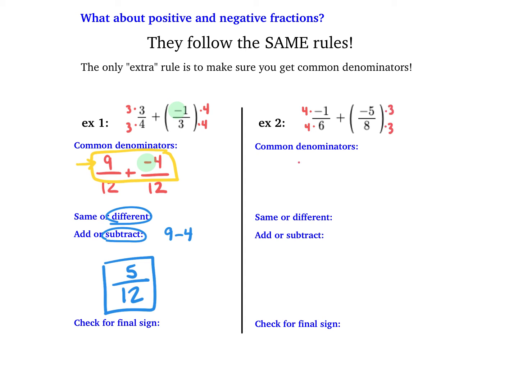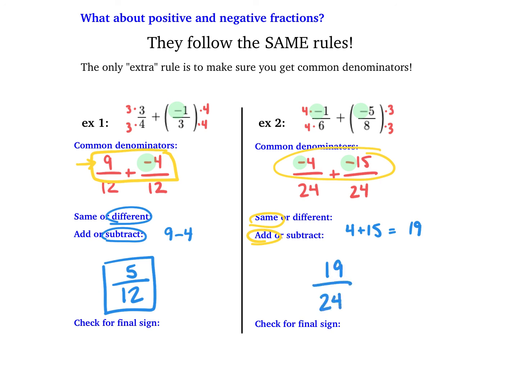So my common denominators would change to -4/24 and then plus a -15/24. Again, just like that first example, if it started as a negative, I made sure to keep that and not forget my sign. So now that I have a common denominator, I'm focused on my numerators. They are both negative, so I would add those base numbers together. So 4 plus 15 would give me a 19. So I would have 19/24, but since they were both negative, I need to make sure that my final answer is negative.